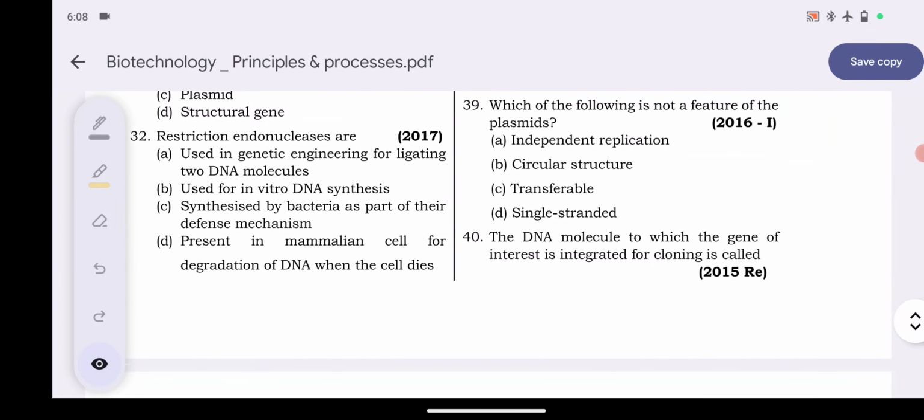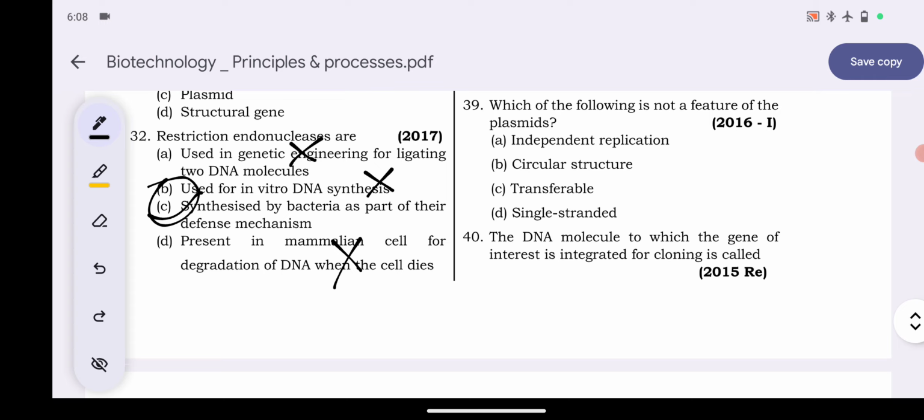Question number 32. Restriction endonucleases are used in genetic engineering for ligating two DNA molecules. Wrong. Used for in vitro DNA synthesis. This one also wrong. Synthesized by bacteria as a part of their defense mechanism. Option C is your correct option. D, present in mammalian cell for degradation of DNA when the cell dies. Wrong one. So option C is your answer.